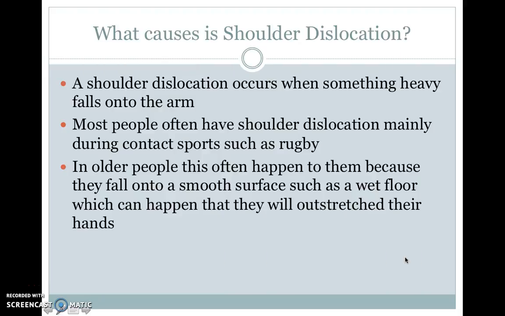What causes the shoulder dislocation? Shoulder dislocation occurs when something heavy falls on the arm. Most people have shoulder dislocation mainly during contact sports such as rugby. In older people, this often happens because they fall onto a smooth surface such as a wet floor, and they may outstretch their hands.